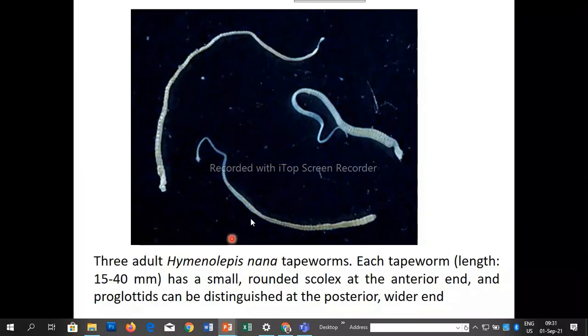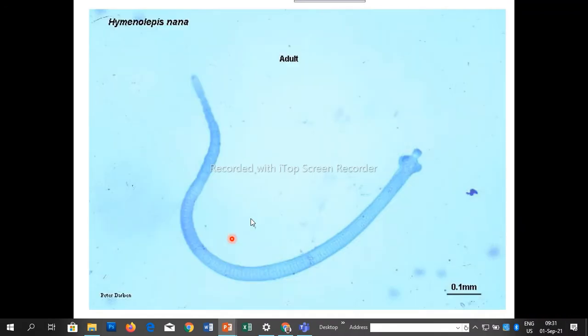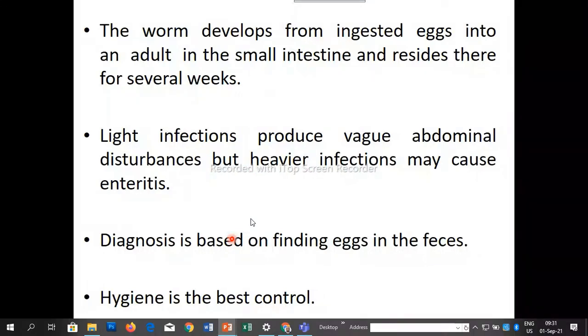This is the adult tapeworm of Hymenolepis nana. The worm develops from ingested eggs into an adult in the small intestine and resides there for several weeks. Light infection produces vague abdominal disturbances, but heavier infection may cause enteritis. Diagnosis is based on finding eggs in feces. Hygiene also is a good way of controlling this parasite.